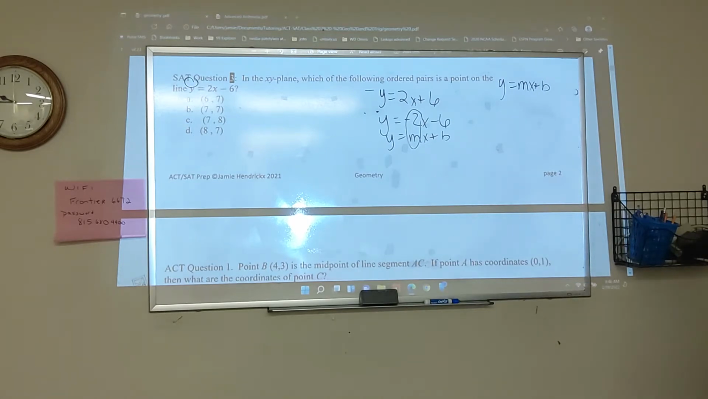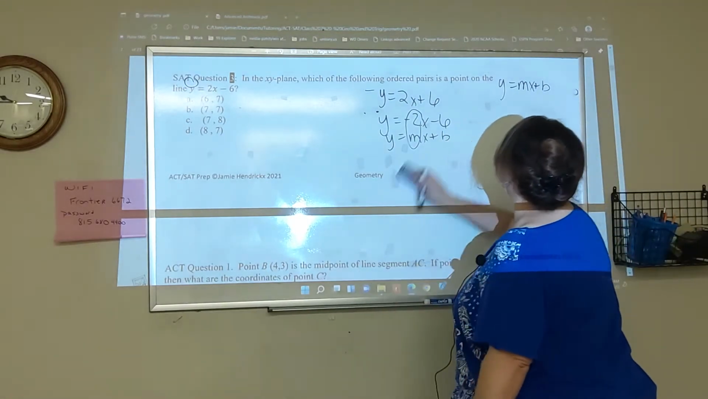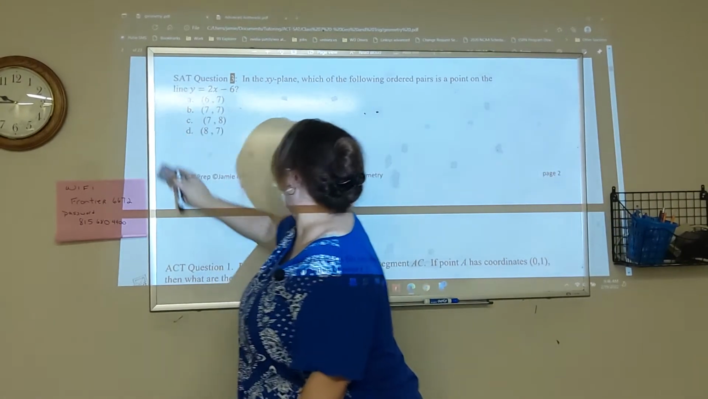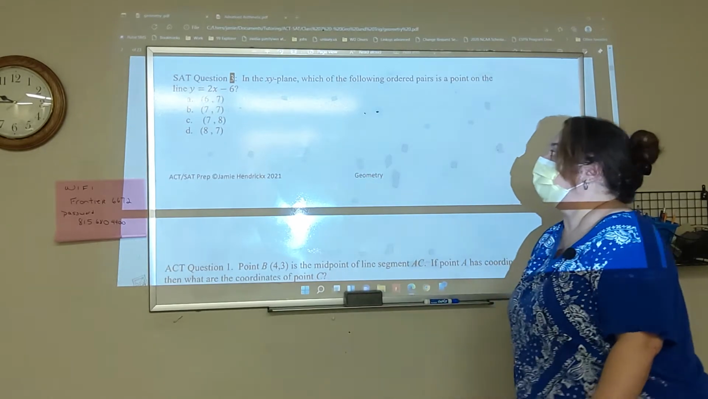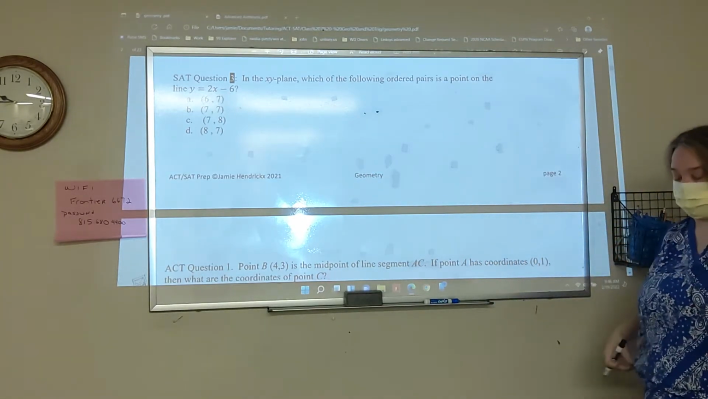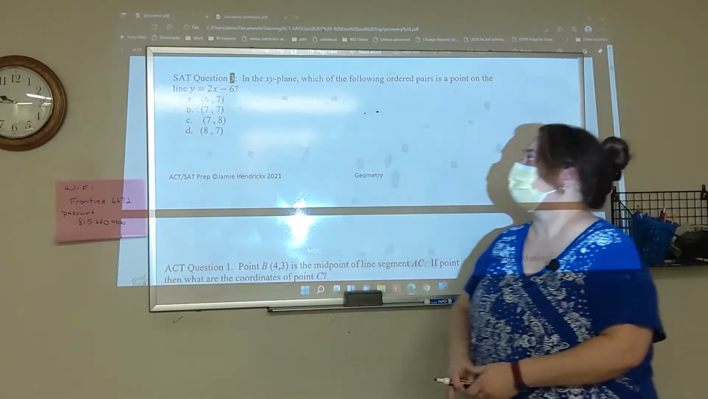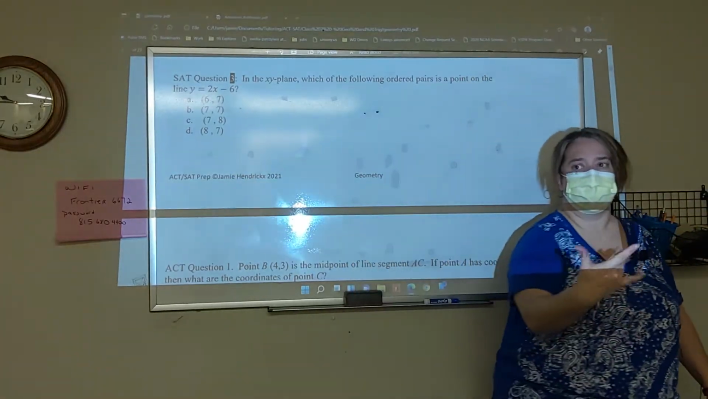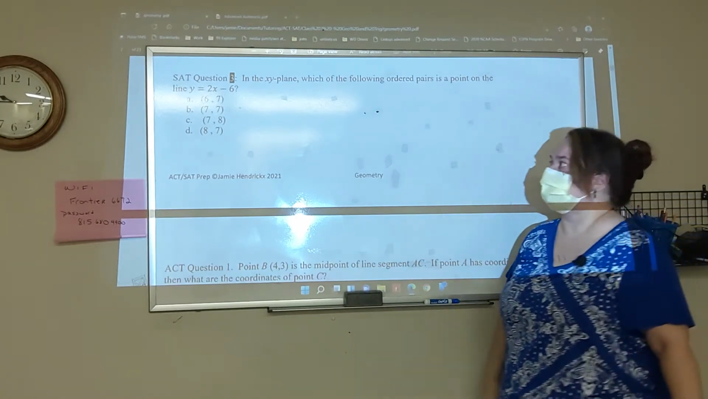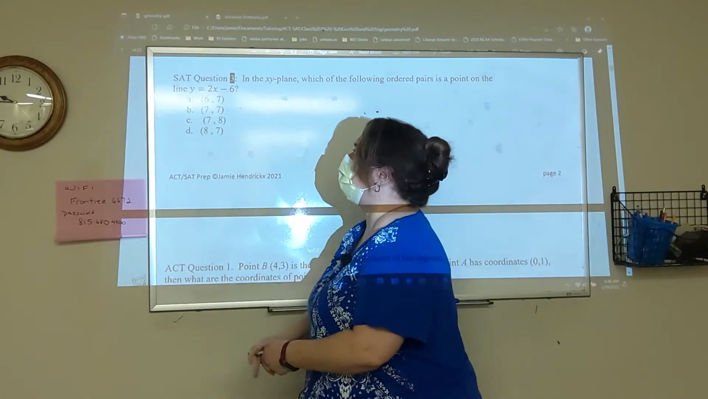SAT number 3 at the bottom, we'll do real quick. In the xy plane, which of the following ordered pairs is a point on the line y equals 2x minus 6? A lot of people think this has to be really complicated, but you have numbers in your answers. What do you do with numbers in your answers? Plug them in. Your first number is x, your second number is y.